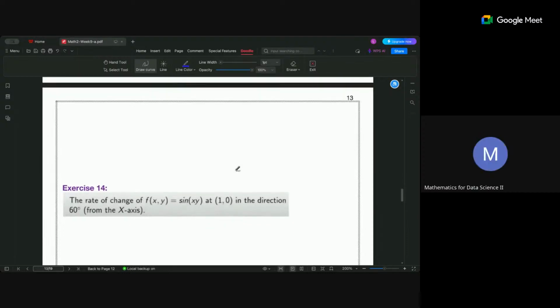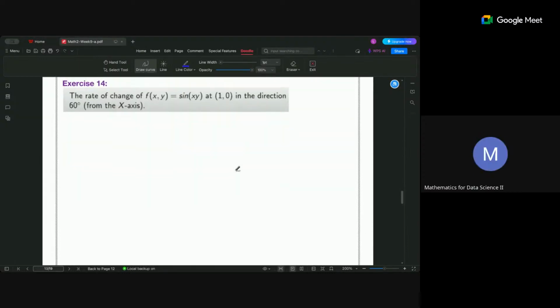Yes, ma'am. Okay. So for the next question, the u is not given to you straightforwardly. So this is your x tilde. Now they are saying at (1, 0) in the direction 60 degrees from the x-axis. Ma'am, here it's slope with tan 60, which is root 3.